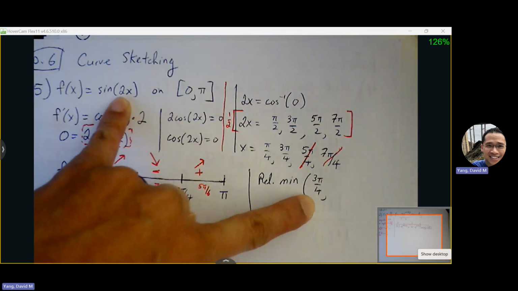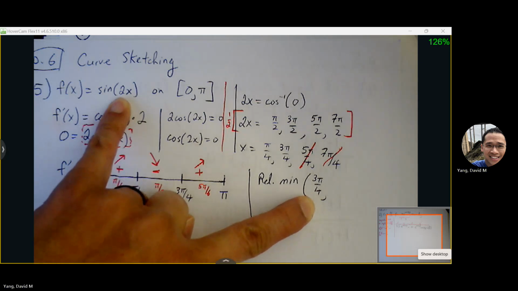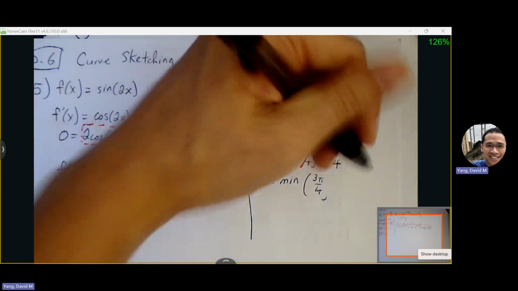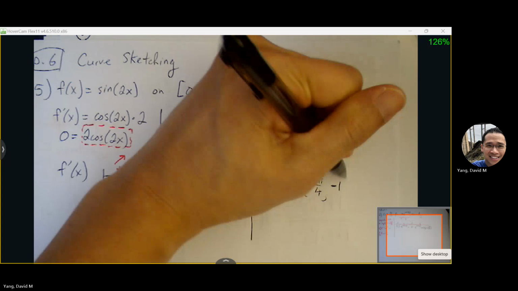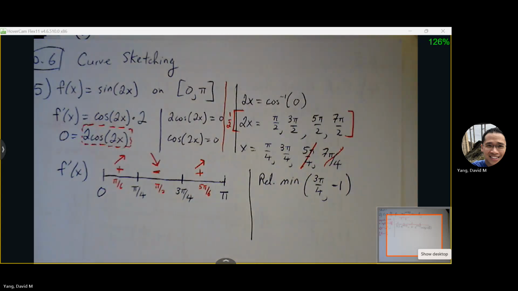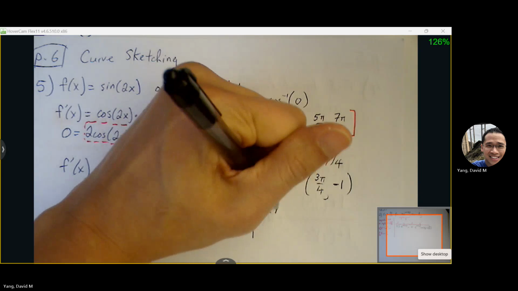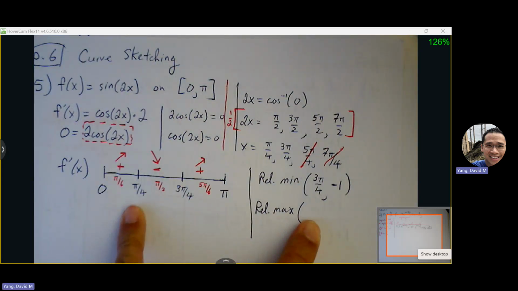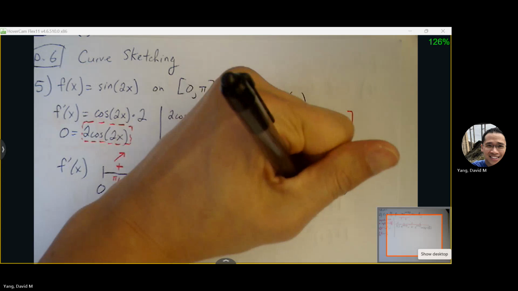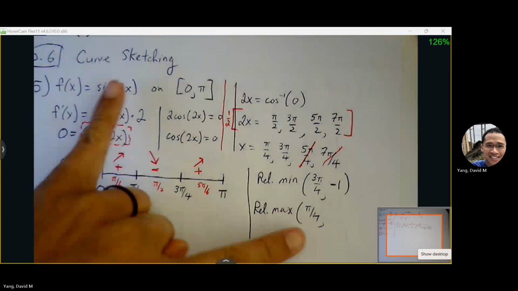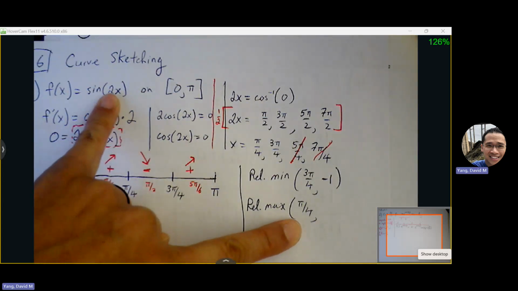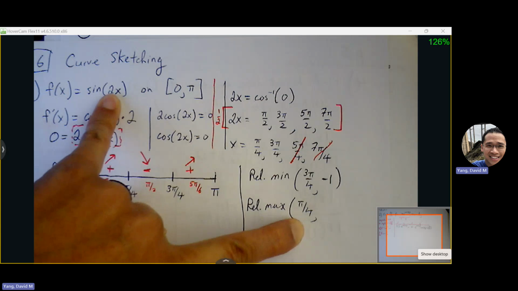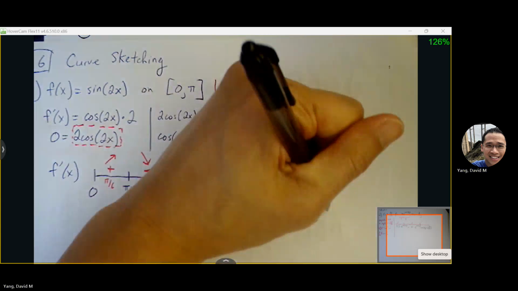So we get sine of 3 pi over 2, which is -1. Relative max. Pi over 4, and for x, 2 times pi over 4 is pi over 2, sine of pi over 2 is 1.